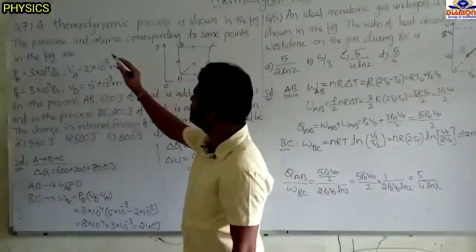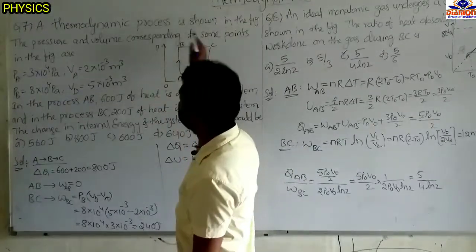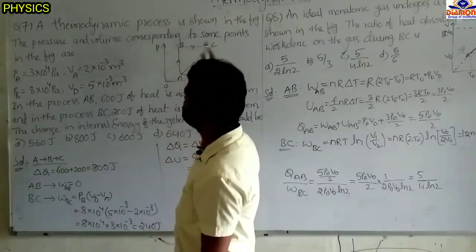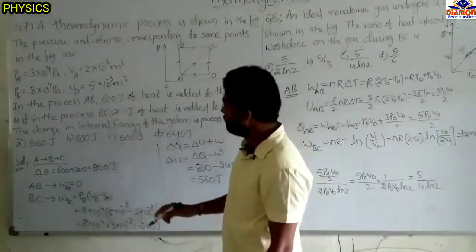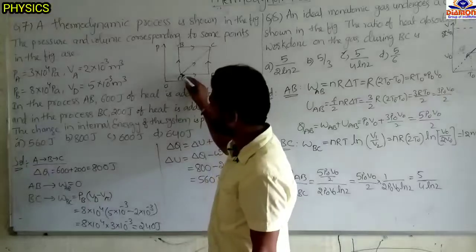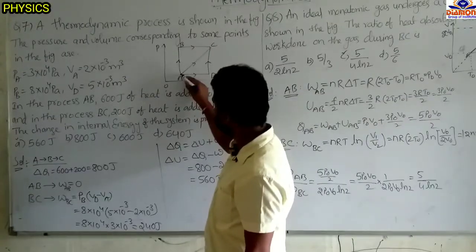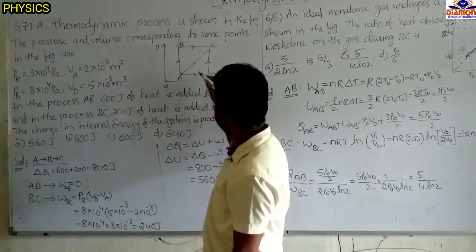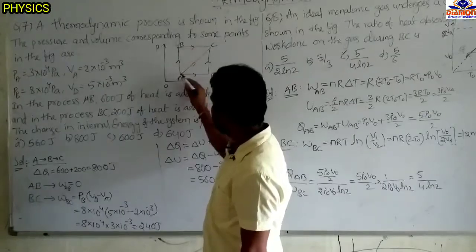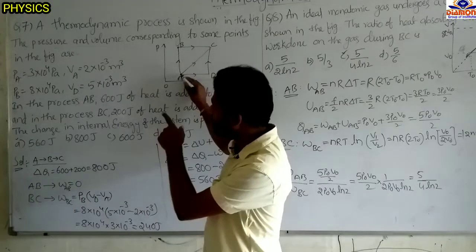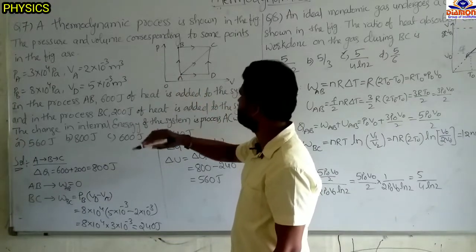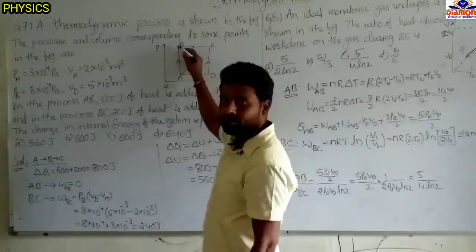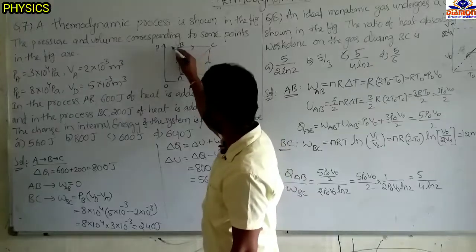Now see the 7th question. A thermodynamic process is shown in the figure. The pressure and volume corresponding to some points in the figure are given. The pressure at A is given, the volume at A is also given, and the pressure at B is given. A is at pressure 3 into 10 power 4 Pascal, which means D is also at the same pressure. B is at pressure 8 into 10 power 4 Pascal, which means C is also at the same pressure.